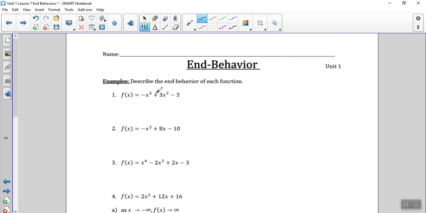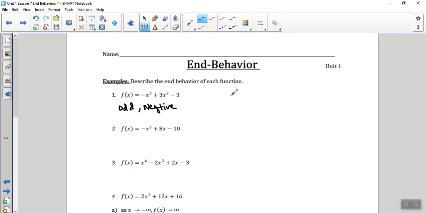So I'm going to look at the degree. The degree is the highest power. This has a degree of 3, so we know that 3 is an odd number. So this is odd, and the number in the front is negative. So this is odd, negative.